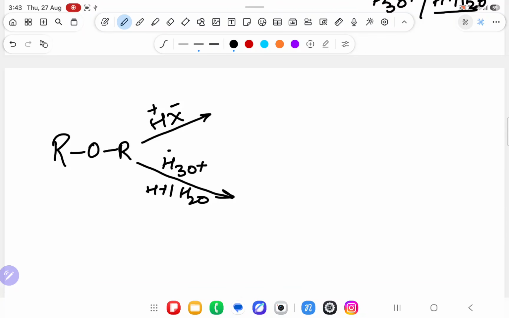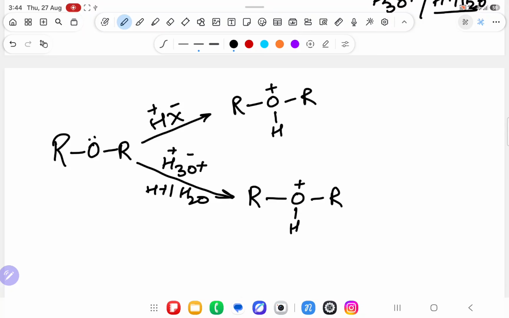Now over here what happened? H plus is coming, so H plus will come, and RO plus H will form because oxygen has a lone pair. Same thing happens over here, RO plus H is there, R coming. Now the question arises: where will the X go?